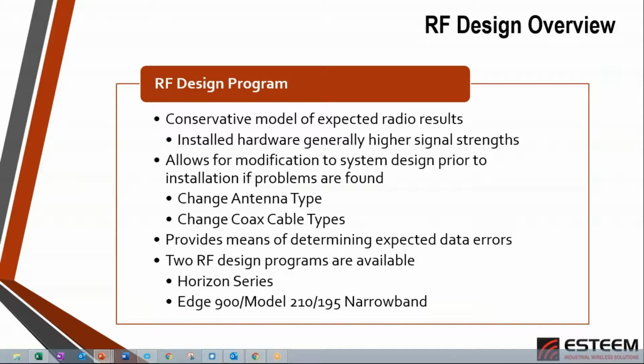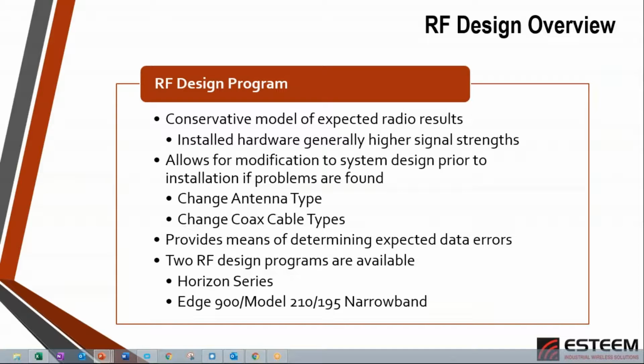The next thing this program allows us to do is provide a means of determining what we can expect as far as data errors. Now, one thing we need to understand is that wireless communication is an imperfect world. So there are going to be times when the information gets sent out between the radio and the opposite side, either through noise or just missing the packet entirely, and isn't going to get through.